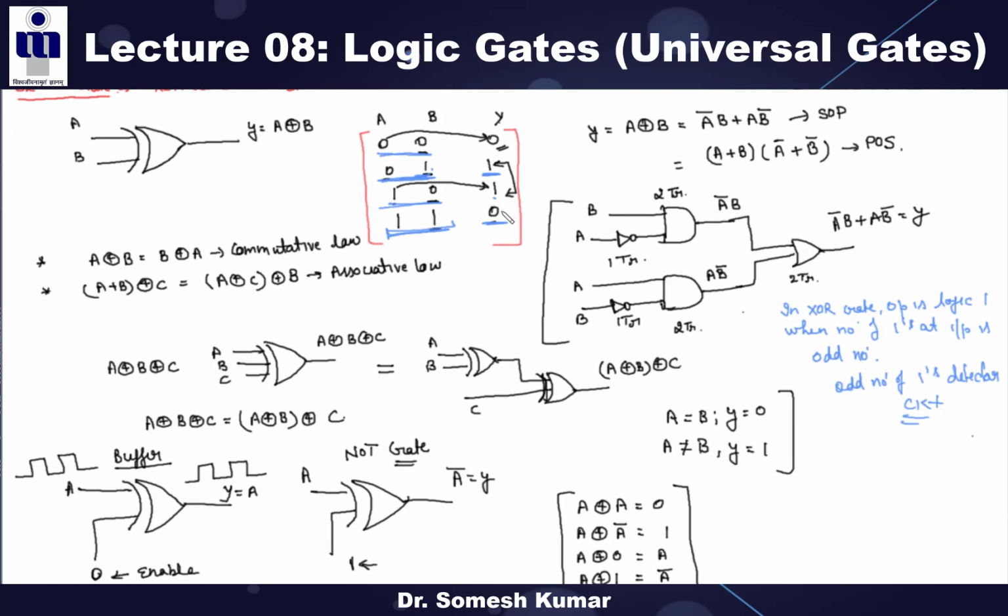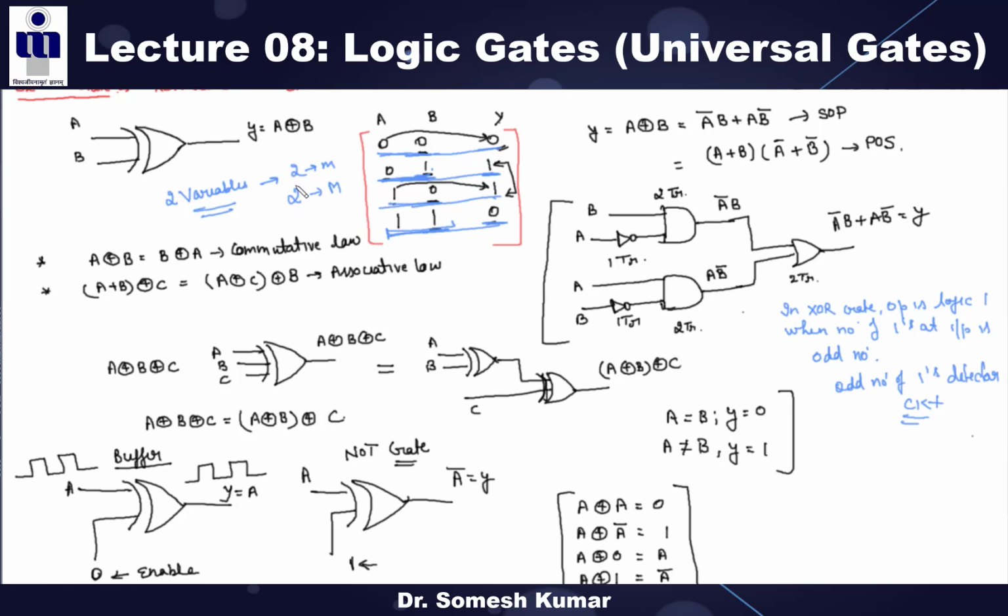Now here are the two variables, right? Now with the two variables in the XOR, how many rows have the ones? Two rows have the ones, right? Or we can say there are two min terms and two max terms. We can say this statement also. There are two max terms and two min terms, right?